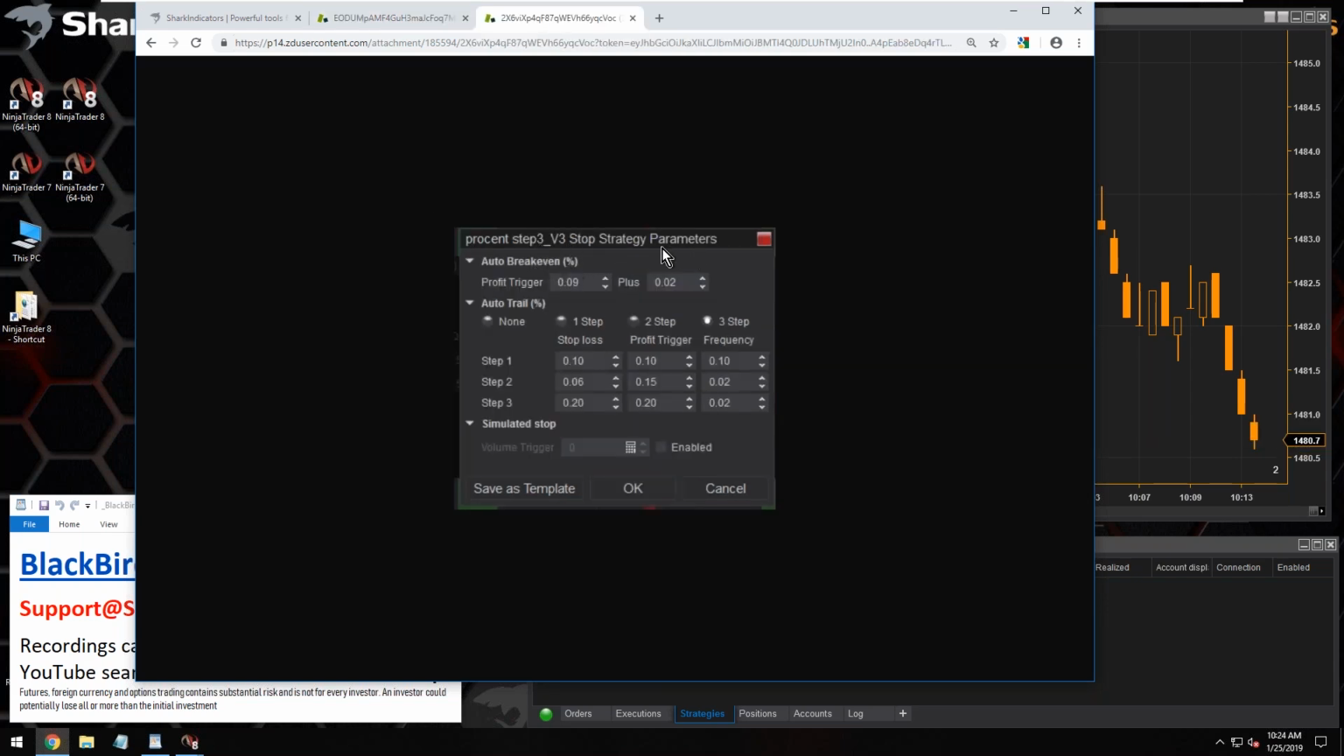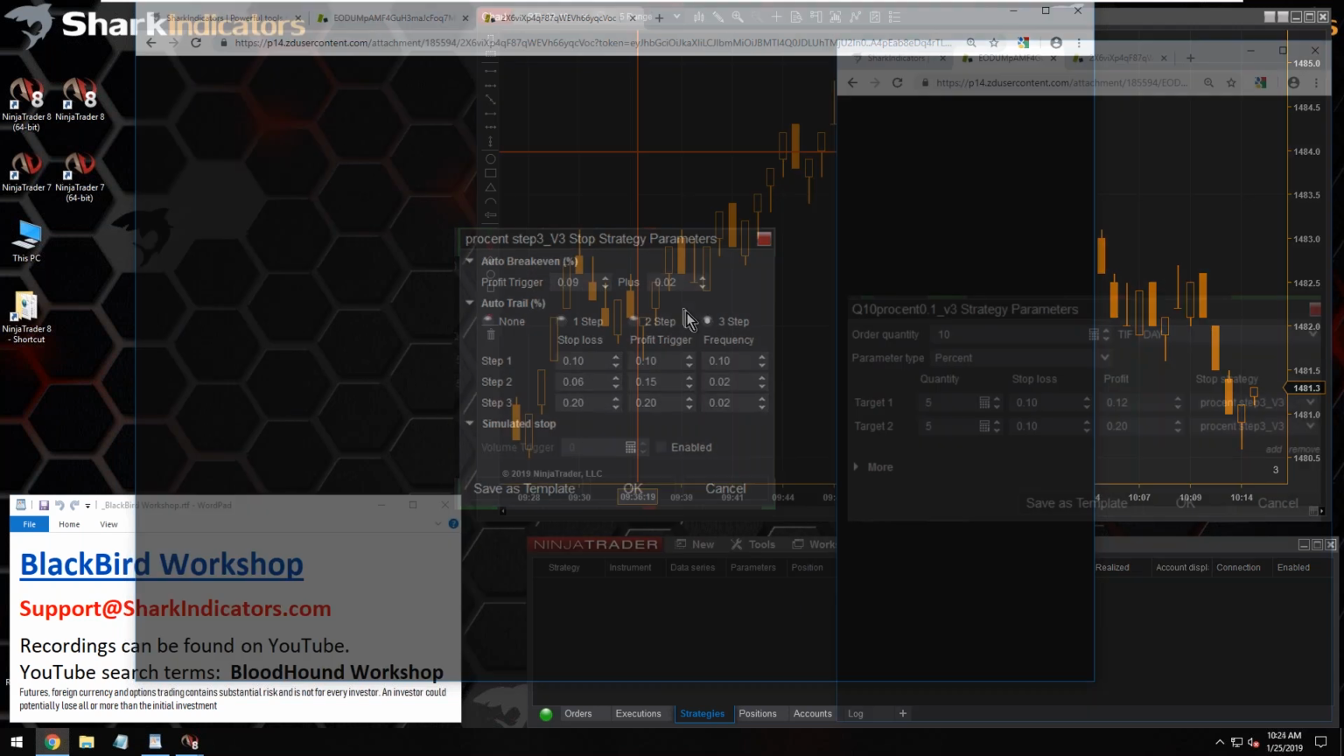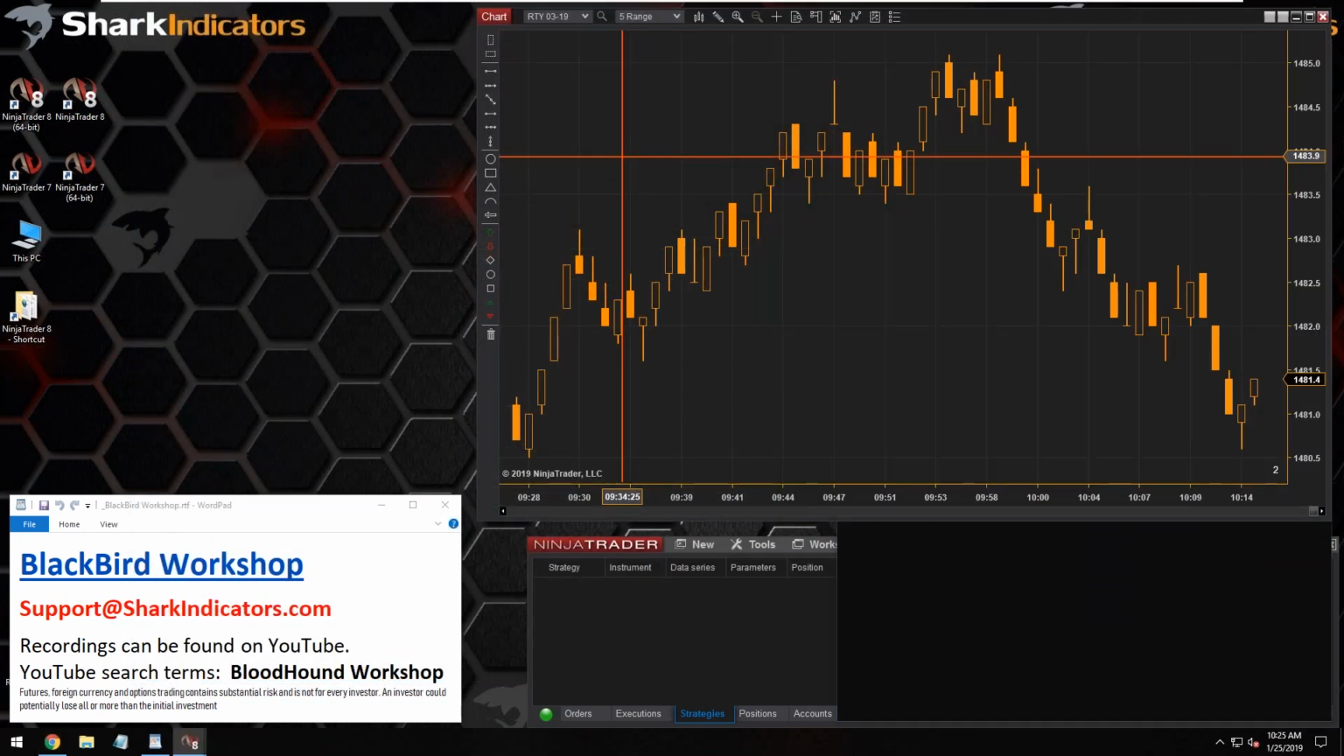Okay, so our second screenshot is the trailing stop parameters here. We've got step 1, step 2, and step 3 here, and we have an auto break even. All right, cool. So let's get Blackbird up and running here.